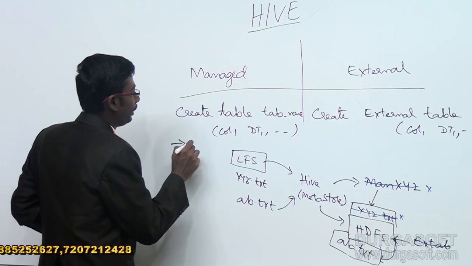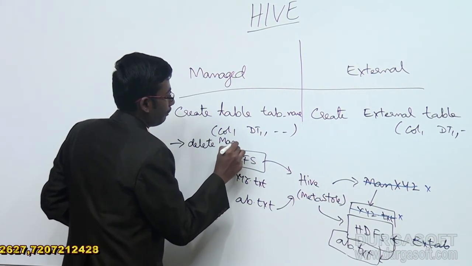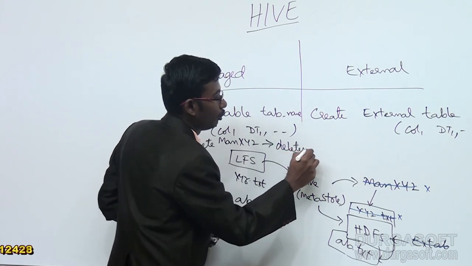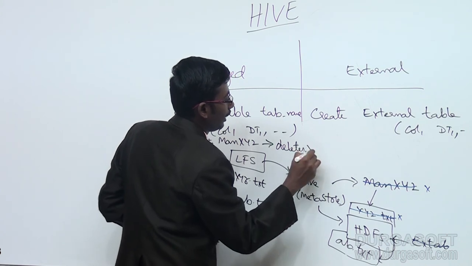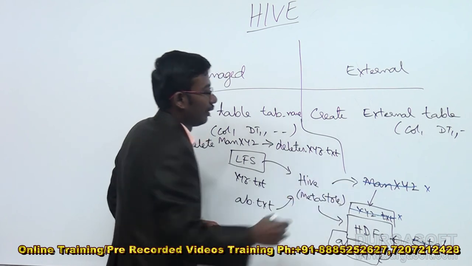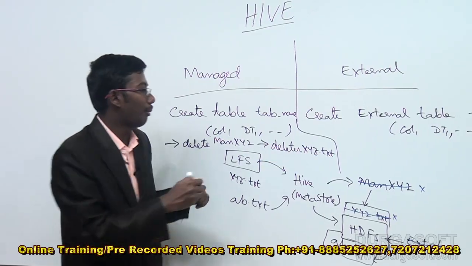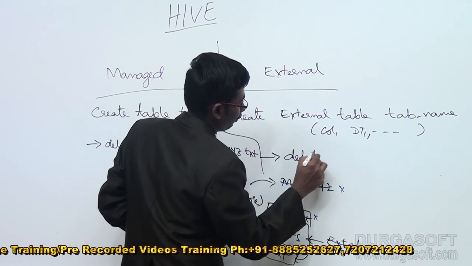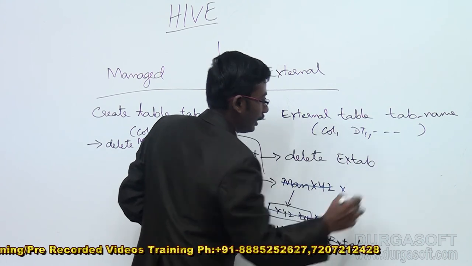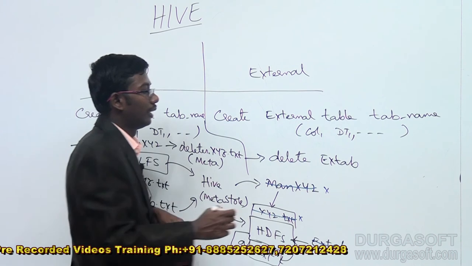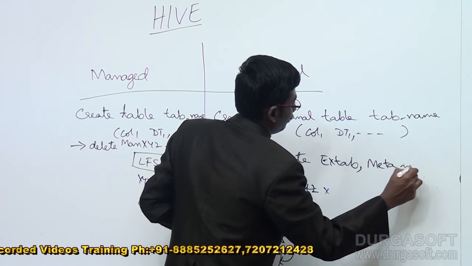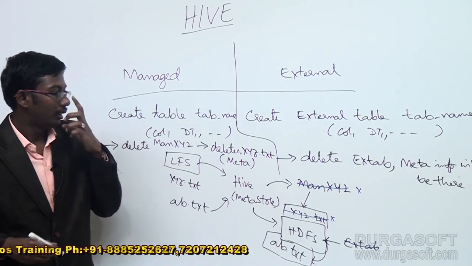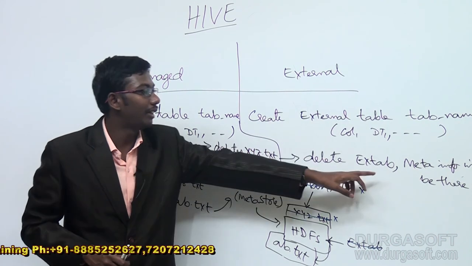For that purpose itself, as understanding this, I'm specifying this content as part of the managed table. If you delete the managed table, it also deletes the HDFS file, which is xyz.txt. Fine, it also deletes the xyz.txt which is in the metastore information. Suppose if you delete the external table, it never deletes the meta information, the meta information is still alive. As part of the external table deletion, the Hive engine never deletes the meta store information.